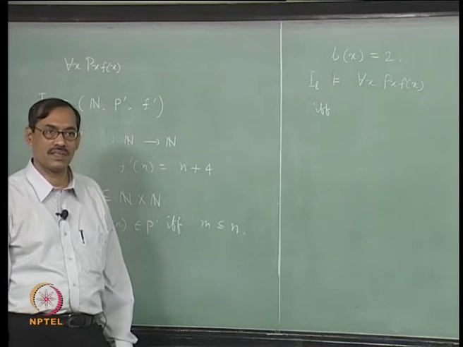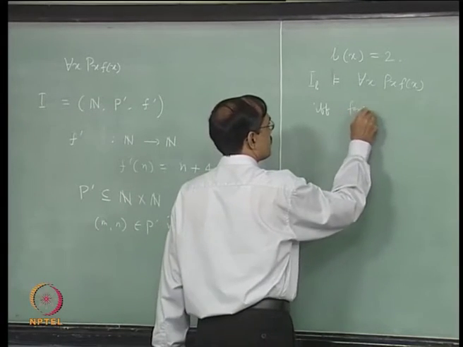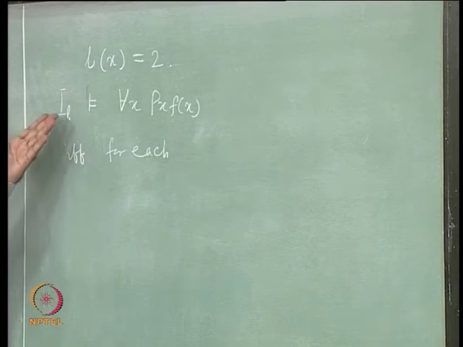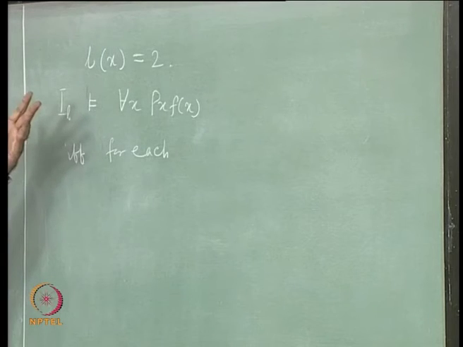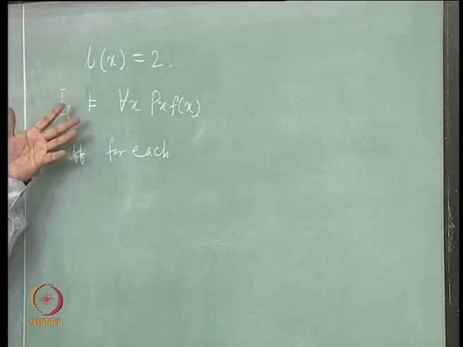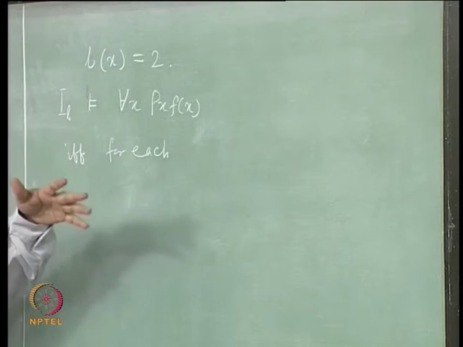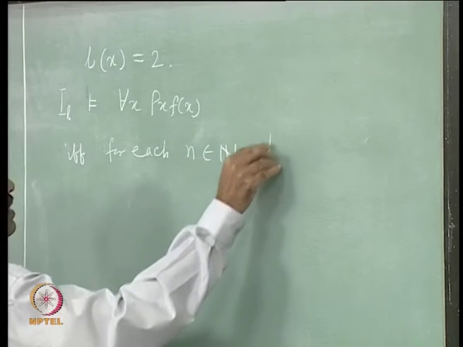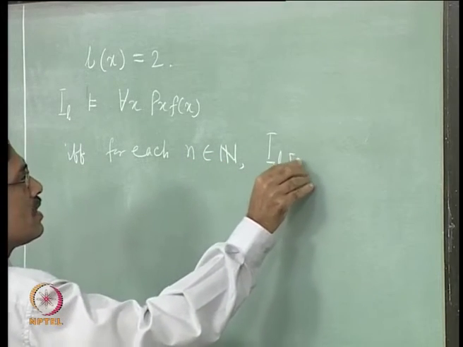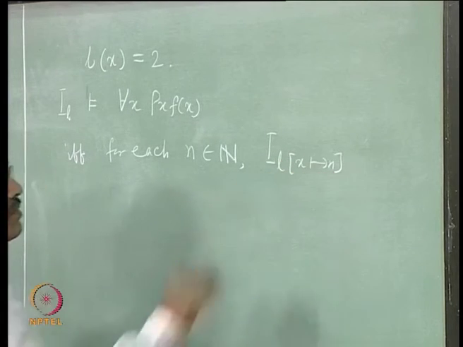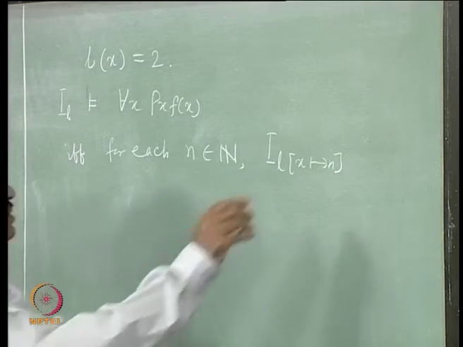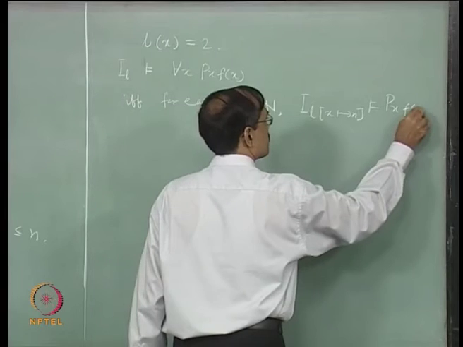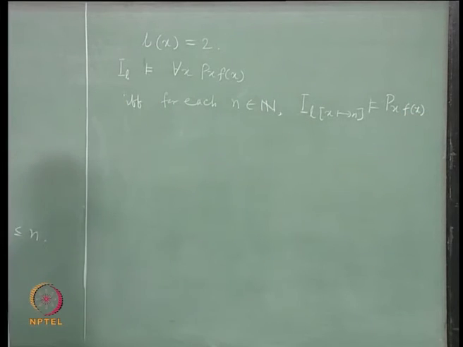I, L will satisfy for each x p x f of x if what happens, you have to go for the definition, if for each element in the domain we go for the obtained valuations, right, where L will be changing, in this L x will be fixed to something, some n. So, let us say for each n in natural numbers, I, L of x fixed to n, okay. This should satisfy the formula without the quantifier, p x f of x. Is it okay?